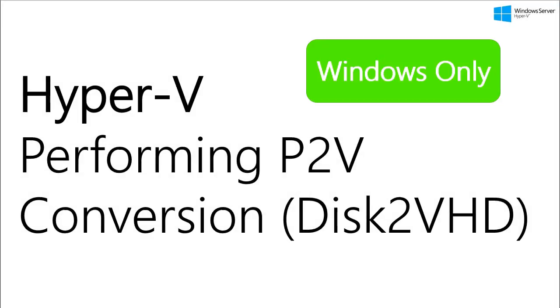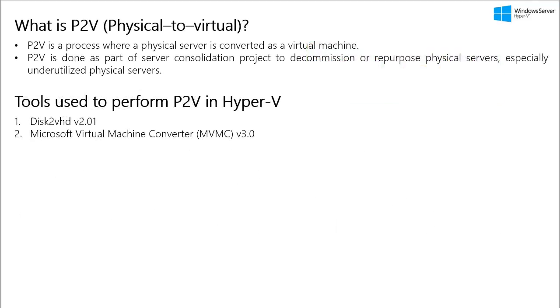Hey guys, in this video we'll see how we can perform a P2V conversion in Hyper-V using a Sysinternals tool called Disk2VHD. Just so you know, this video talks about P2V for Windows operating systems only. So what does P2V mean? P2V, abbreviated as physical to virtual, is a process where a physical server is converted to a virtual machine.